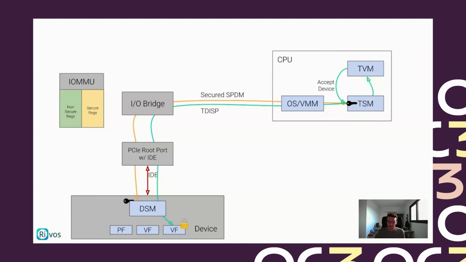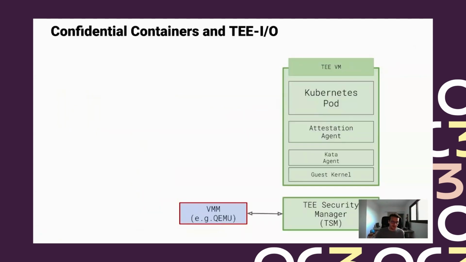Once you do that, the last thing you do as a workload owner, as the TVM, as the confidential VM, is let the TSM know that you accept the device. And once you accept the device, you can go through the last steps, which is to be able to run trusted MMIO and DMA between the device, the virtual function that's assigned to the TVM, and the TVM itself. Okay, so that's a quick overview of TEE-IO, of the framework.